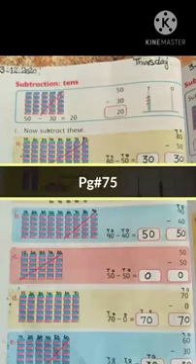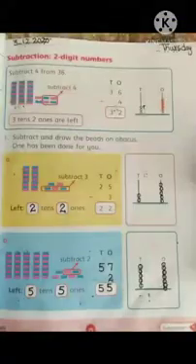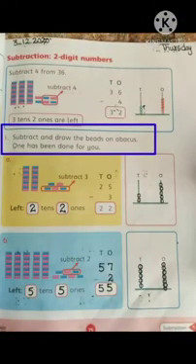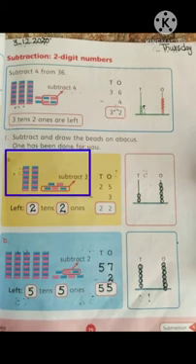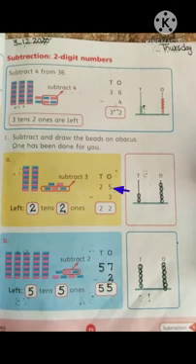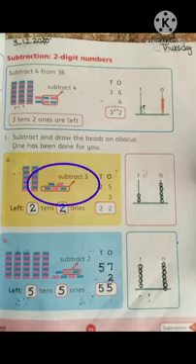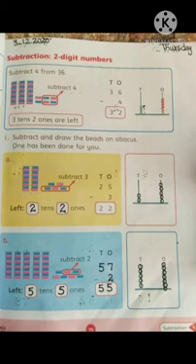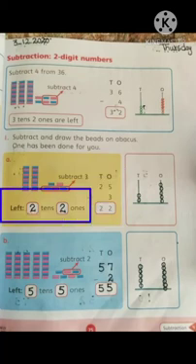Now students, let's move to page number 75. Our question is, subtract and draw the beads on the abacus. One has been done for you. So students, let's start with part A. We have 2 groups of tens and 5 ones here. So in the question we have the value 25 because 2 tens and 5 ones is equal to 25. And we have to subtract 3 ones out of it. So we have the answer 2 on the side of ones and 2 on the side of tens. So we get the answer 22.